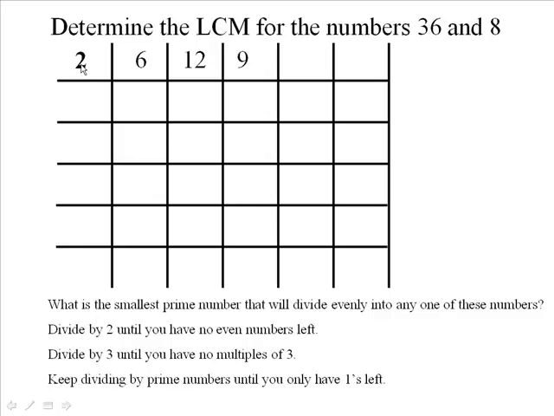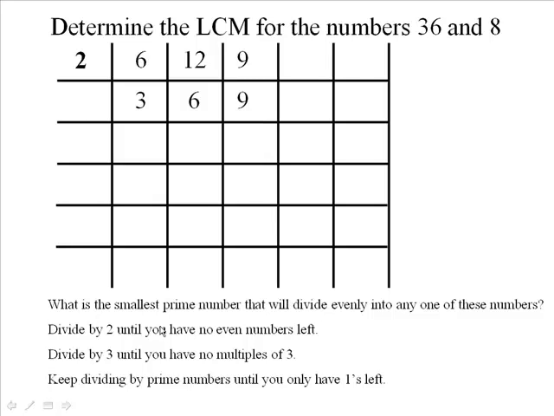Now, what do we do here? We divide 2 into 6. It goes 3 times. 2 into 12 goes 6 times. And 2 doesn't go into 9. So 2 into 6 is 3, 2 into 12 is 6, and it doesn't go into the 9, so don't throw away the 9. Bring the 9 down here.